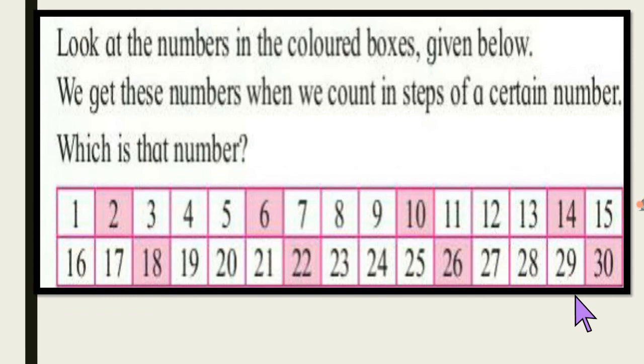Now we are going to see the next example here. Some numbers are here in color boxes. You can see here it is numbers 1 to 30 and some numbers are in color boxes. What is the question here? We get these numbers when we count in steps of a certain number. And which is that? You can see the color boxes. If we count in steps, we get these colored numbers. But how many steps we should take, we have to find out here.